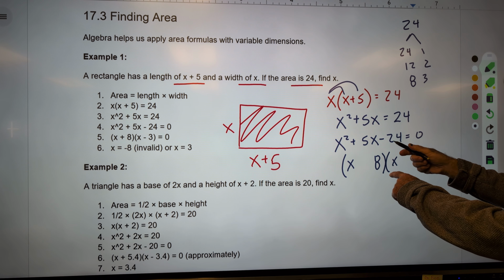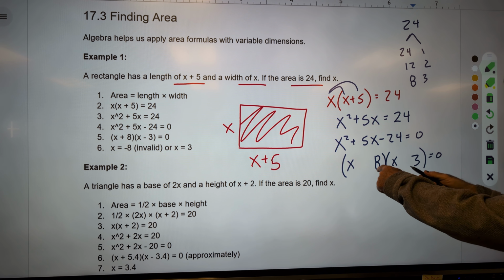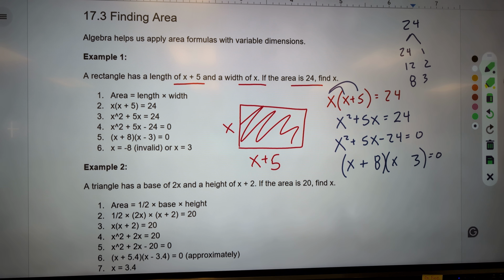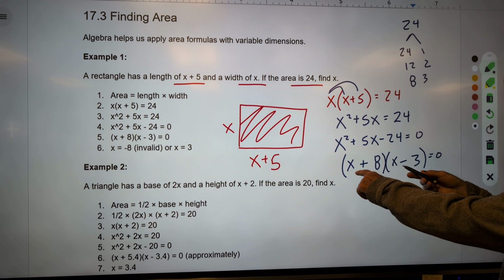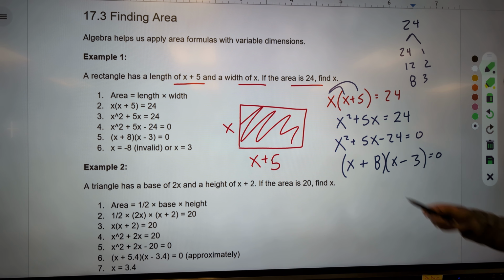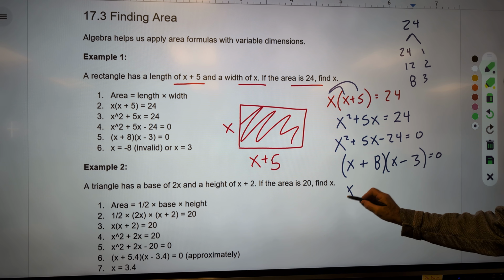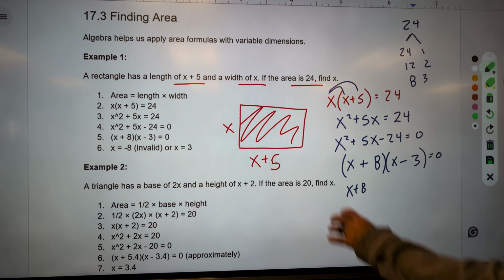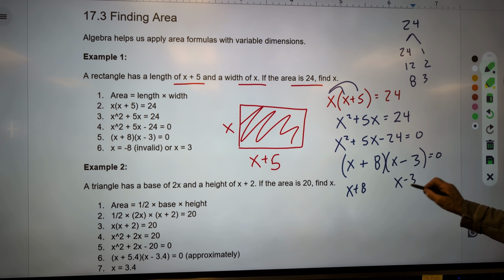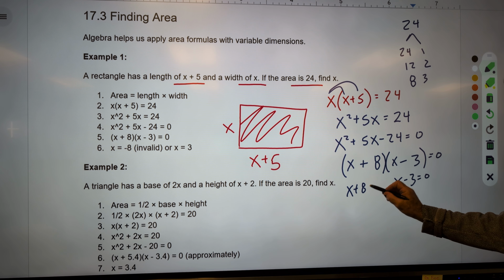Either one's positive and one negative, or negative and positive, gives me a negative. This is larger, so this has to be positive, and this negative. Again, the check is to FOIL it: x squared plus 8x minus 3x, giving me that 5x minus 24. x plus 8 could equal 0, right? Either this equals 0 or this equals 0, or x minus 3 is equal to 0.